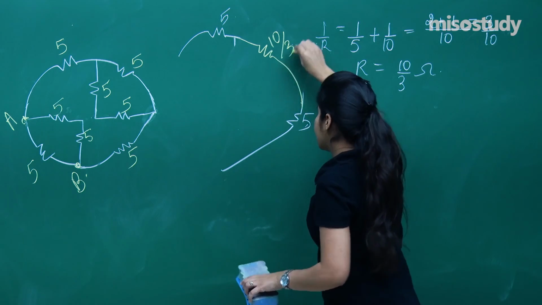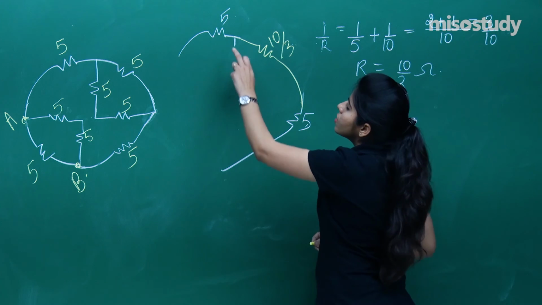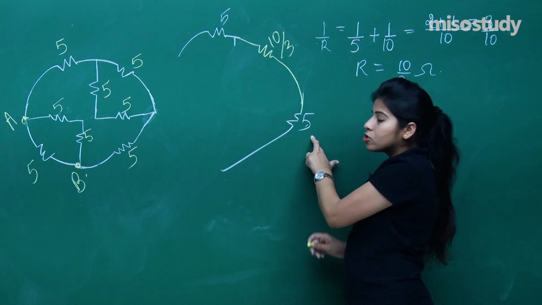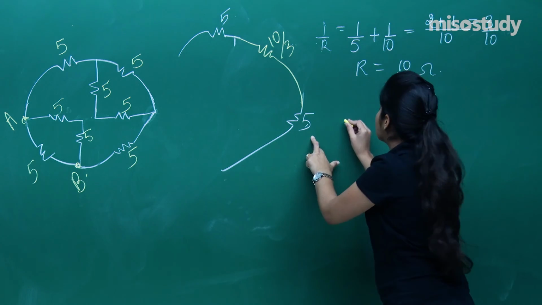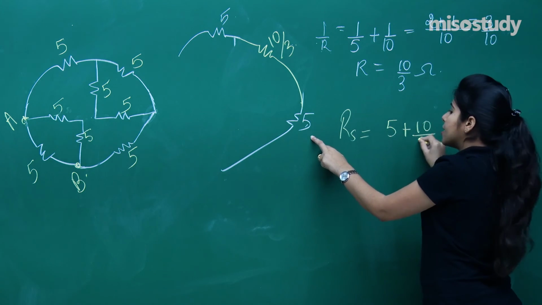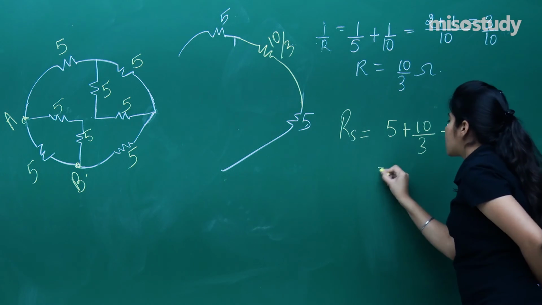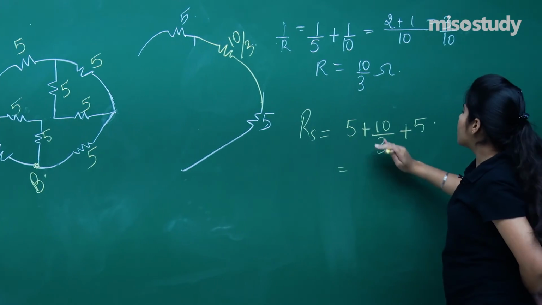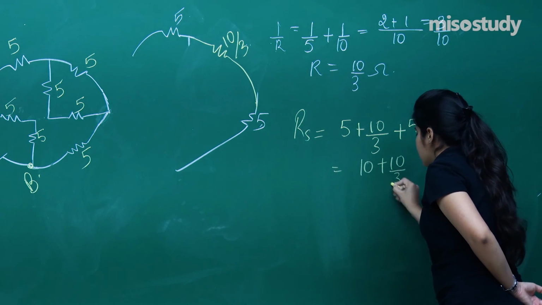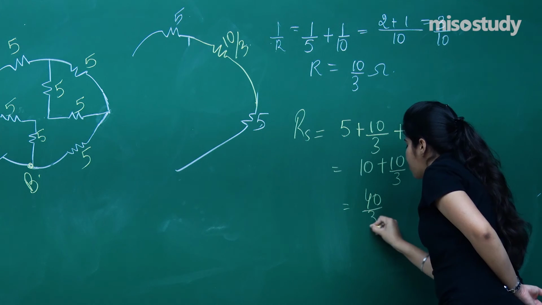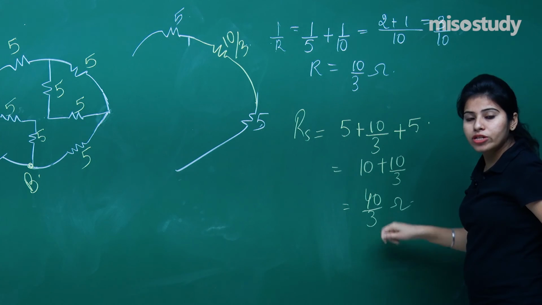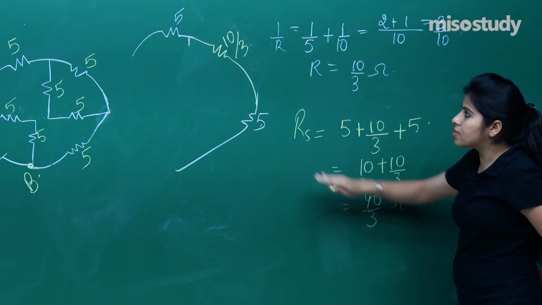10 by 3. Now you can see over here this 5, 10 by 3 and 5 are connected in series, right? So what will be the combination of these three resistances? The combination will be 5 plus 10 by 3 plus 5. That means 5 plus 5 is 10, 10 plus 10 by 3. You will have your resistance as 40 by 3 ohm, isn't it? 10 plus 10 by 3, 30 plus 10, 40 by 3. So yes, you have your resistance as 40 by 3.